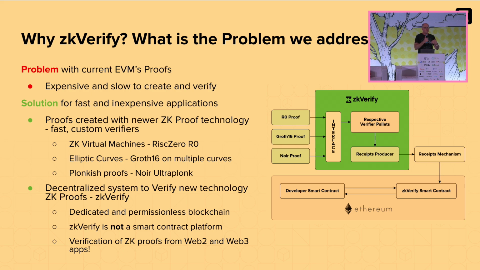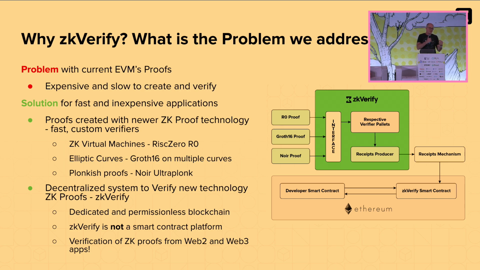So our developers decided that the best way to address the 2 main problems of slow and expensive was to make an optimized blockchain system that's built on new technology. This is built on the Substrate blockchain framework, very similar to Polkadot. And you can see over on the diagram that we have multiple different types of proofs that can be sent to our proof verification system.